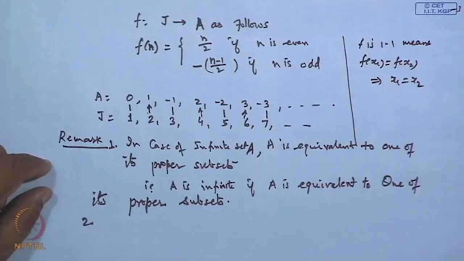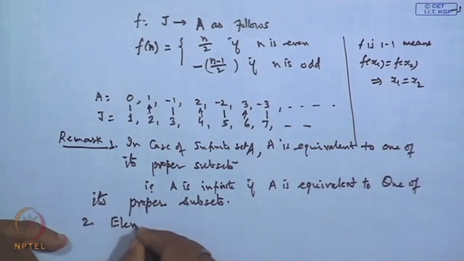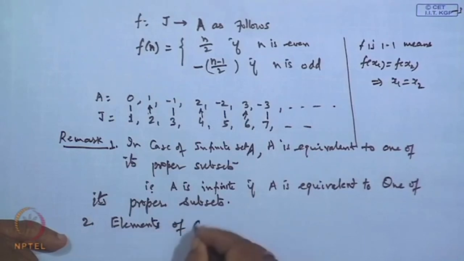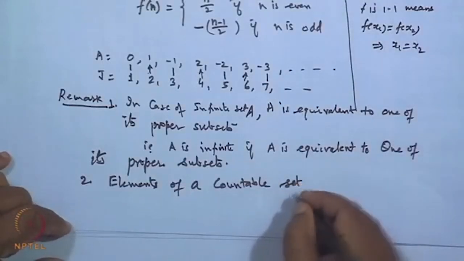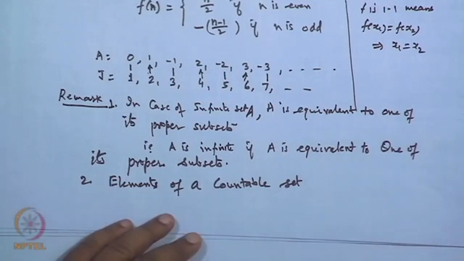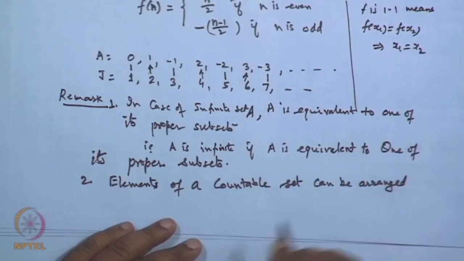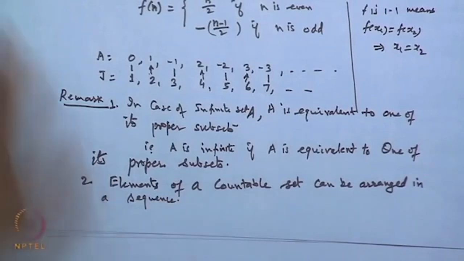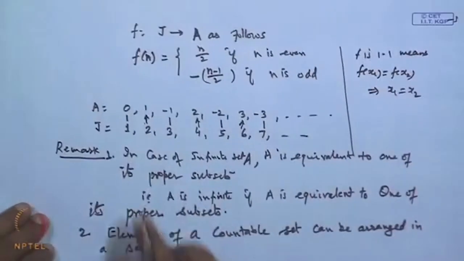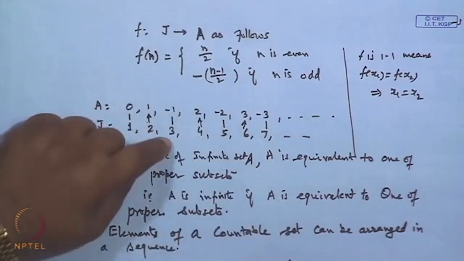Okay. Now another remark we can put here: the elements of a countable set can be arranged in the form of a sequence. Because basically we have a 1-to-1 correspondence with the set of positive integers. So, corresponding to 1, we are getting x 1, corresponding to 2, we are getting x 2, corresponding to 3, we are getting x 3. So, this forms basically a sequence.